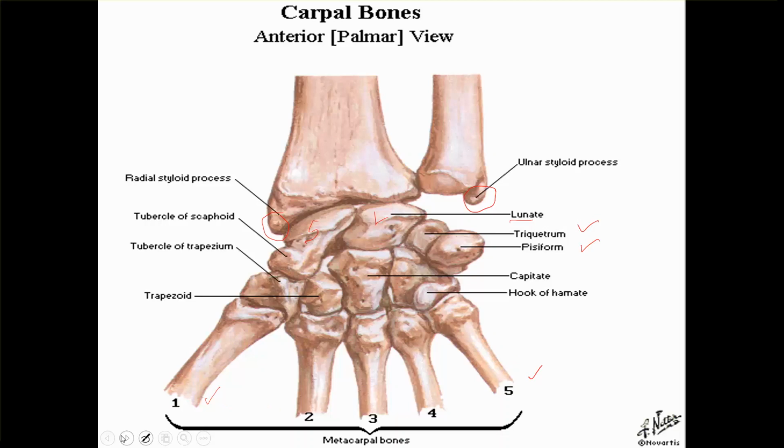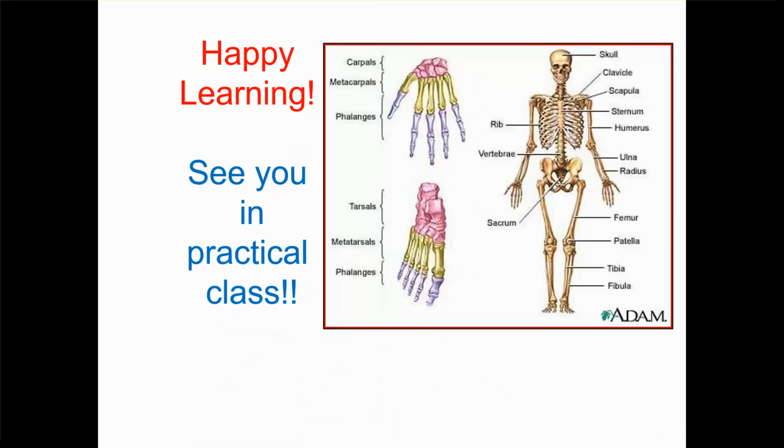So that's all for today. I hope you have benefited. There are 8 carpal bones, 5 metacarpal bones, and 14 phalanges. Hope you will see all these bones and try to see all the points we just discussed today.